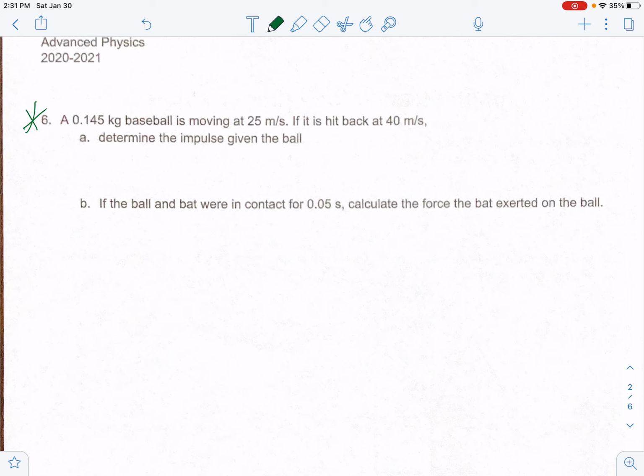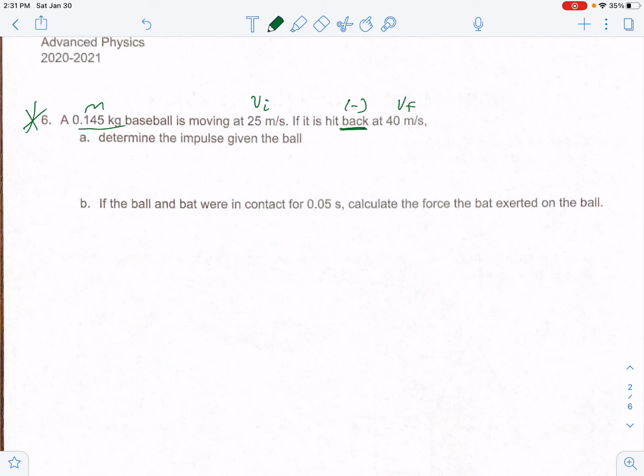Okay, so I have a 0.145 kilogram mass, so there's my mass, moving at 25 meters per second, so there's my V initial, and is hit back at 40 meters per second. So key word there is back. So that's my final velocity, which means my final velocity is going to be negative. Okay, if you do not see that, you're going to get the wrong answer. So determine the impulse of the ball.